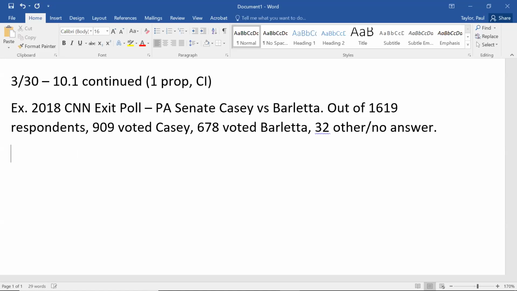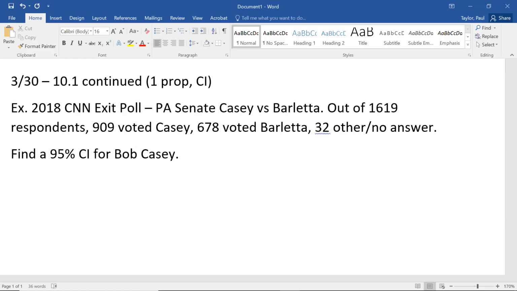Okay, so let's find a 95% confidence interval for Bob Casey. Based on the data we have from these 1,619 people, that's our sample, we want to guess what percentage of voters voted for Bob Casey in all of Pennsylvania. And we're not just going to do a single guess, we're going to give a range where we think there's a 95% chance that the actual proportion was.